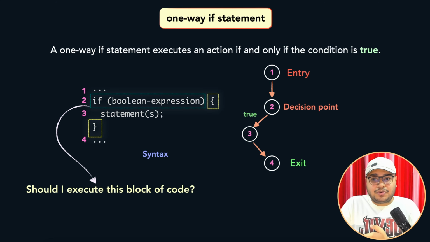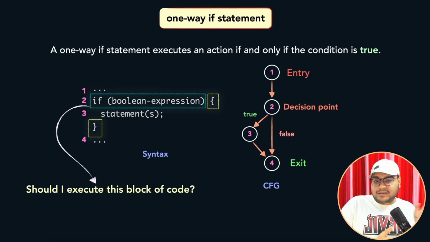If it evaluates to true, we take the yes path, execute node 3, which is the code inside the if block, and then proceed to node 4 to exit the block completely. However, if it evaluates to false, we completely skip the if block, that is node 3 in this case, and go straight away to node 4 and exit. This is how a simple one-way if statement alters the flow of your program.